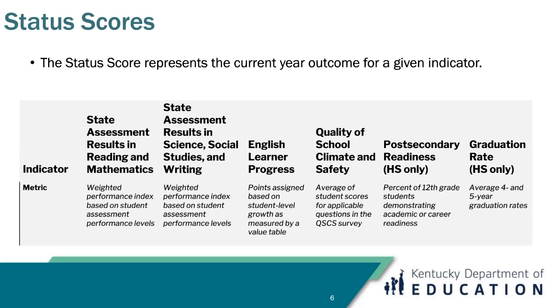Status is defined as the overall performance for each district, school, and student demographic group determined by combining the state indicators to showcase the current year performance. Later in this training, I will demonstrate how to configure the status for the indicators of state assessment results in reading and mathematics and state assessment results in science, social studies, and writing.